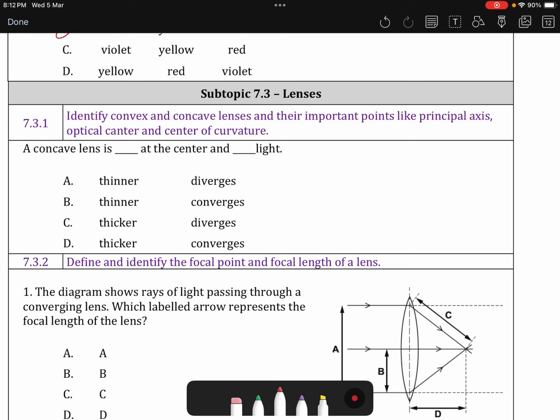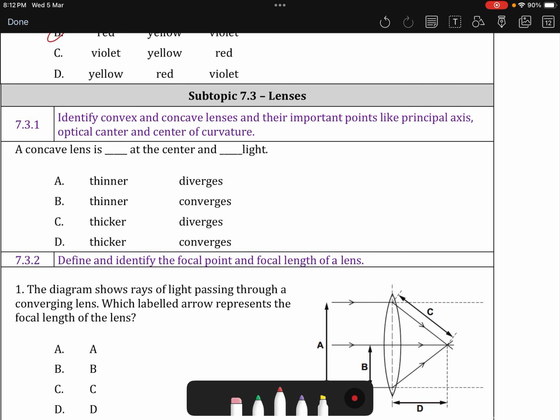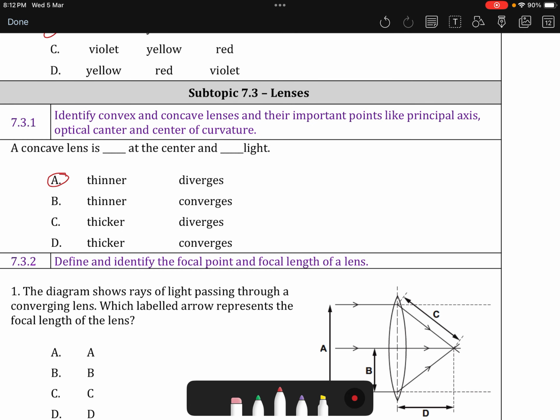Now let's start with subtopic 7.3, lenses. A concave lens is thinner or thicker at the center, and does it diverge or converge light? Actually, the concave lens is thinner at the middle, and it diverges the light. So the answer is A.